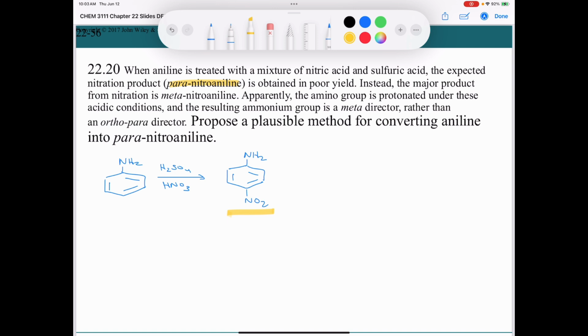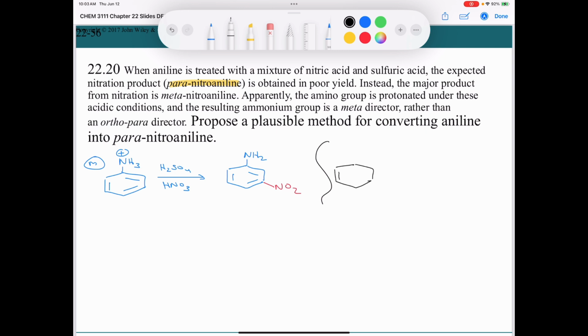So what it's telling us is this. Since you're in very strongly acidic conditions, you actually don't have aniline. What you have is this, the protonated aniline, and this is a meta-director. And so instead of the nitro group going in the para position, it actually goes into the meta position like this.